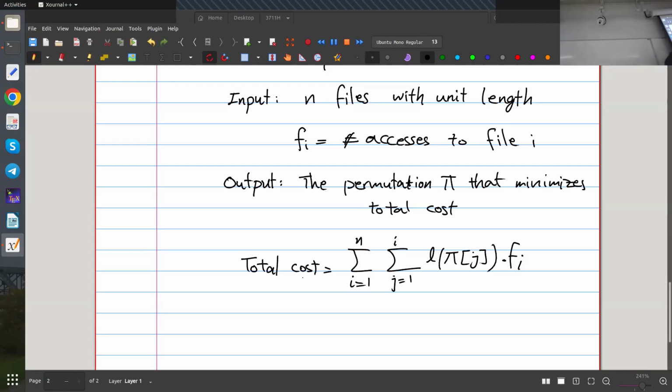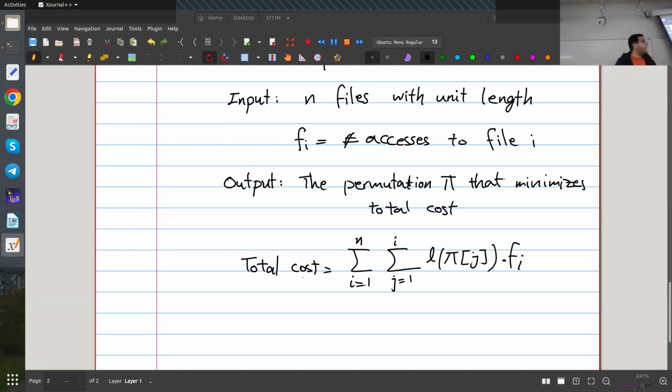So you see all of my files have the same length now, but it's just that some of them are not going to be accessed very often. Maybe there is a file that I want to access only once, but some of them are going to be accessed much more often. Some files are going to be accessed thousands of times.